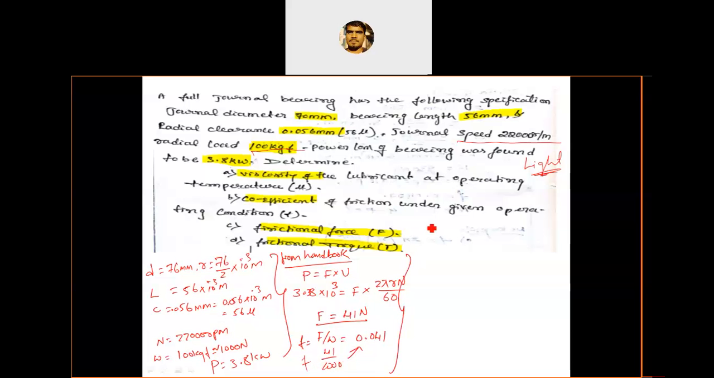Next, we need the torque, F into R. So for frictional torque, F we already have the value, and R we know. So 41 into R, which is 76 by 2 into 10 raised to minus 3. So torque is equal to 1.46 Newton meter.